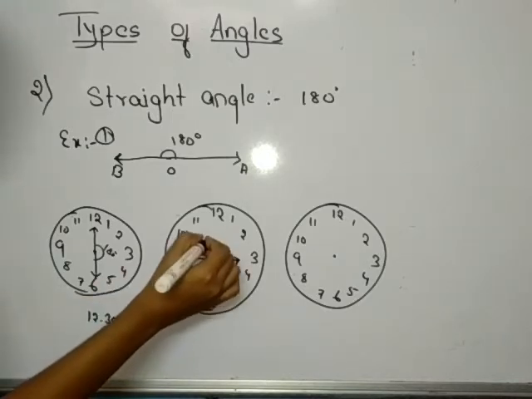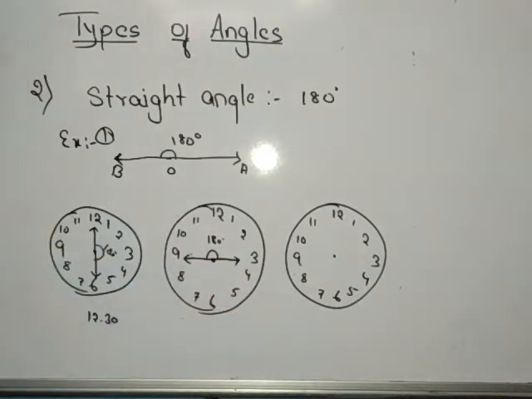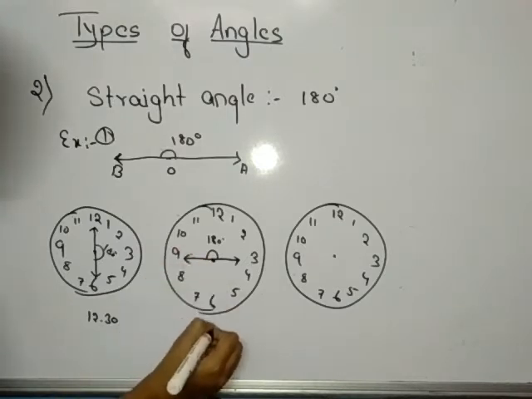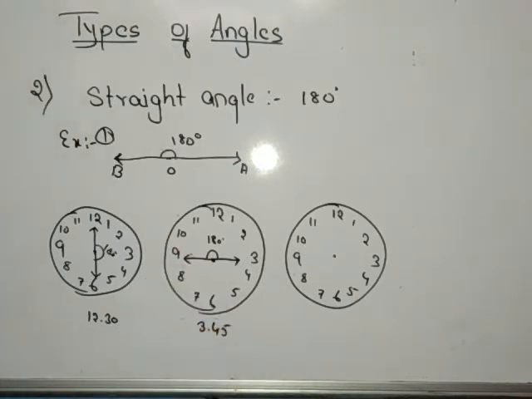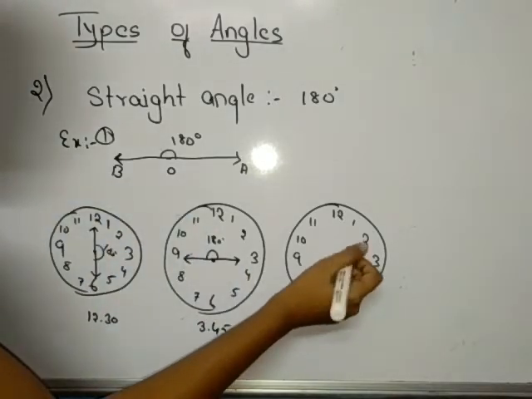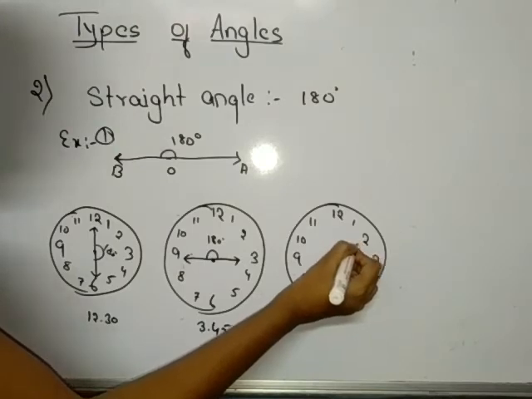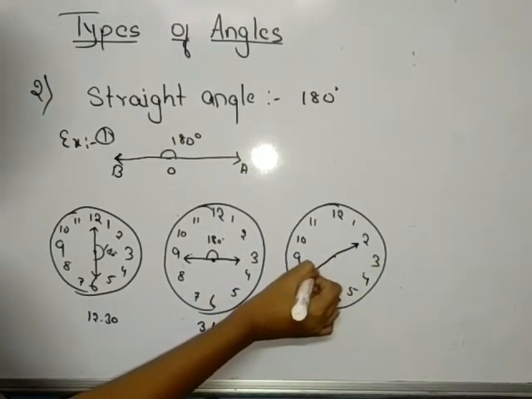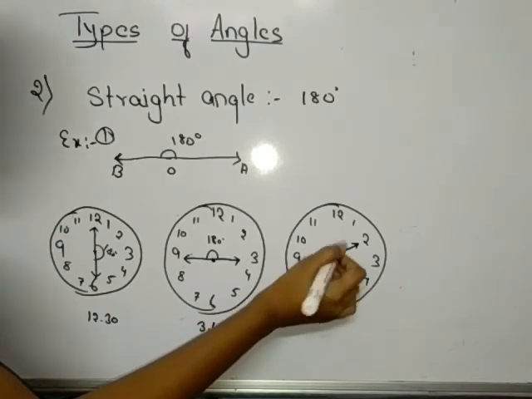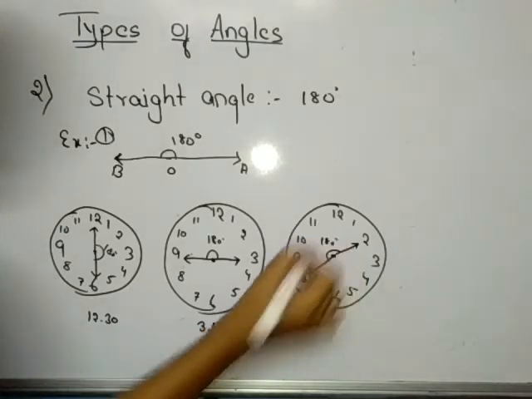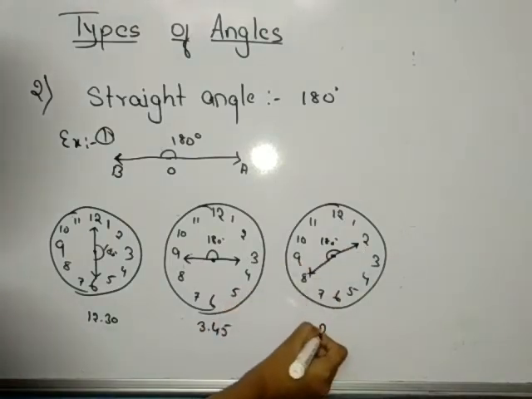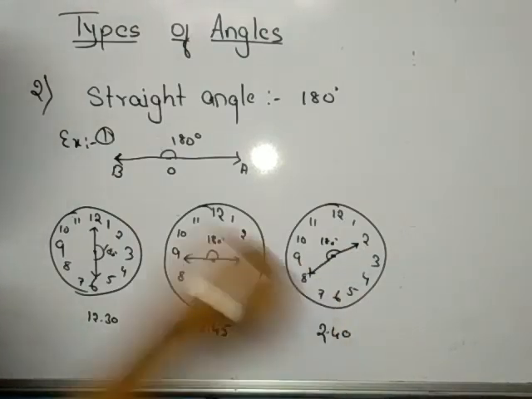It is 180 degrees. Okay, it is now 3:45. Then we'll take some more examples. If the small hand is facing 2 and the big hand is facing 8, again it is 180 degrees. Then the time is 2:40.